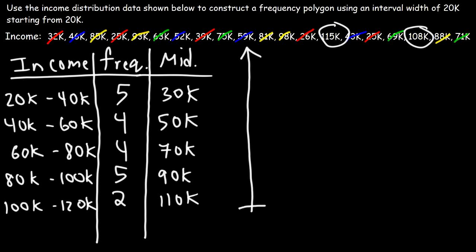So let's make a graph. On the y-axis, we're going to plot our frequency values. On the x-axis, we're going to plot the income values.